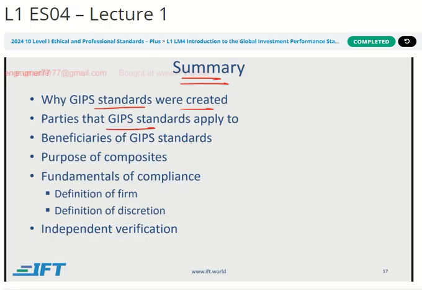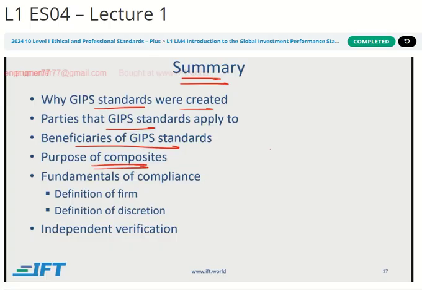The GIPS standards for firms apply to entities or asset management companies that are actually managing the assets for their clients. There are several beneficiaries of the GIPS standards. The actual asset management firms are beneficiaries. The investors who need to decide between different asset management firms also benefit. And then asset owners who might be managing their own assets and or the assets of others also benefit from the GIPS standards. The concept of composites is extremely important.